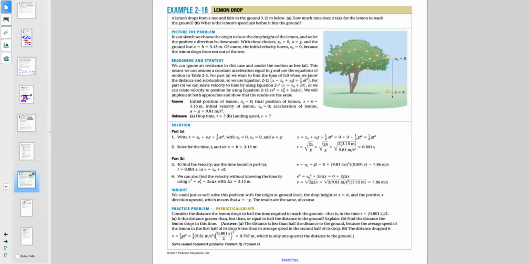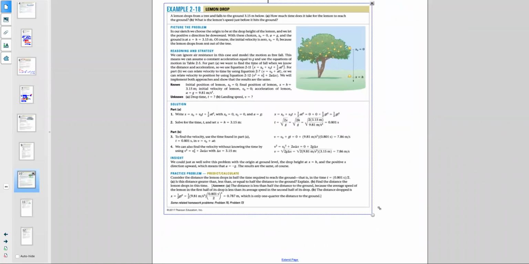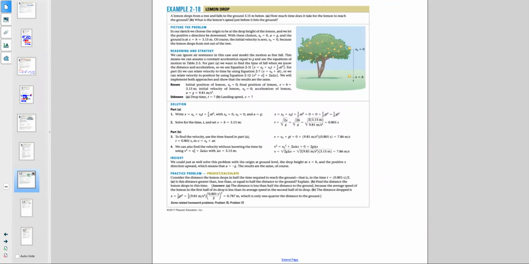Okay. Now that you have read the problem, let's solve it together. I'm going to make this a little bit smaller. All right, let's take a look. We have a lemon that drops from a tree and falls to the ground 3.15 meters below. So we have this height given, right? It is 3.15 meters. So this height is 3.15 meters.